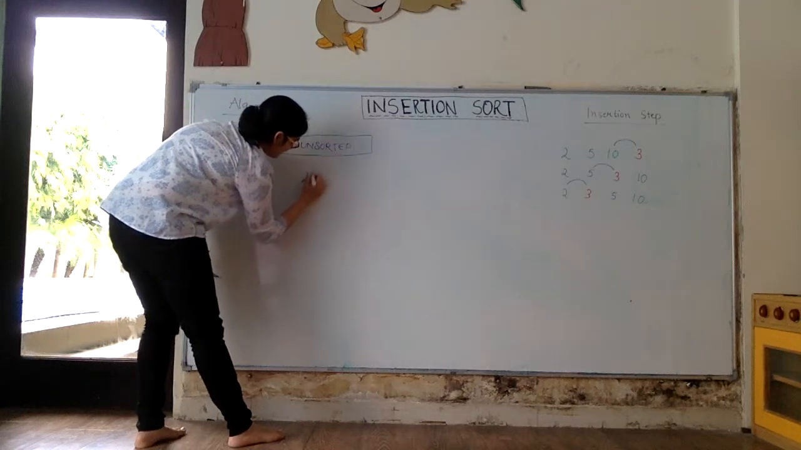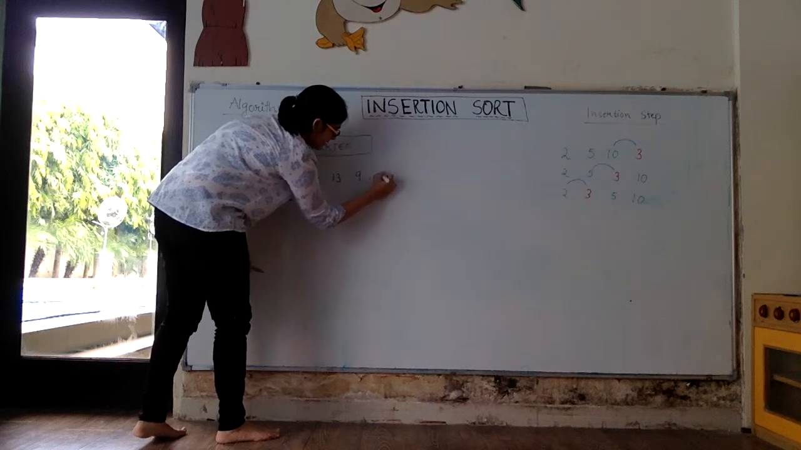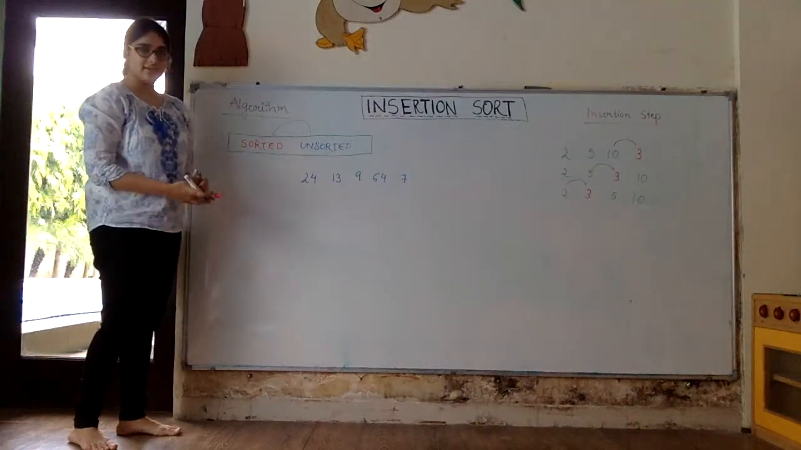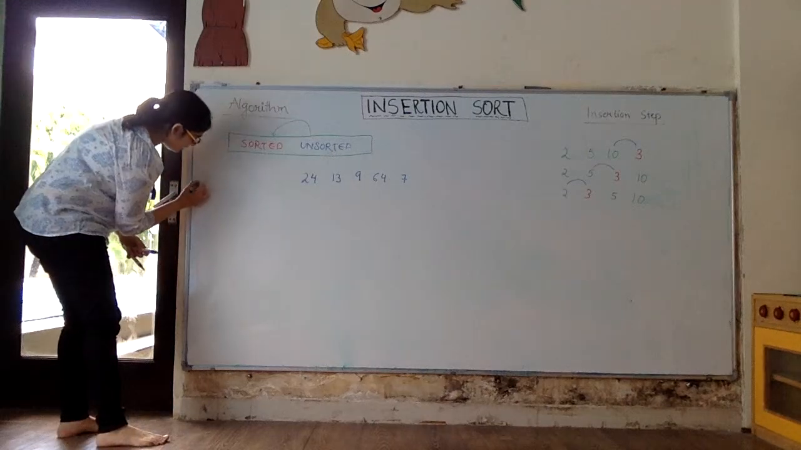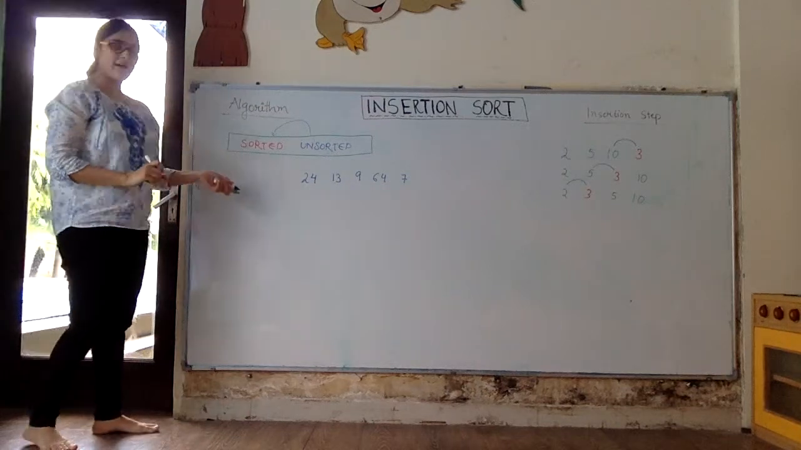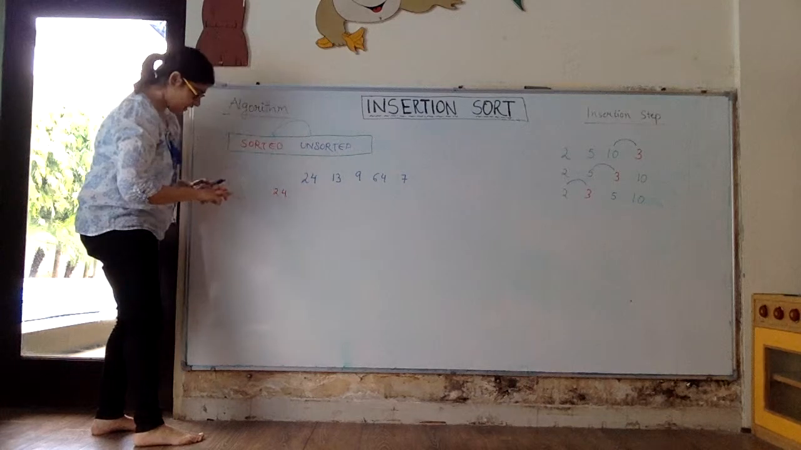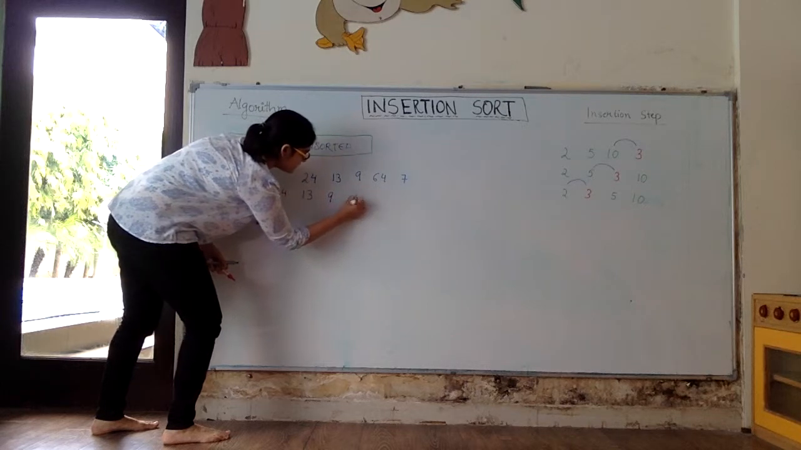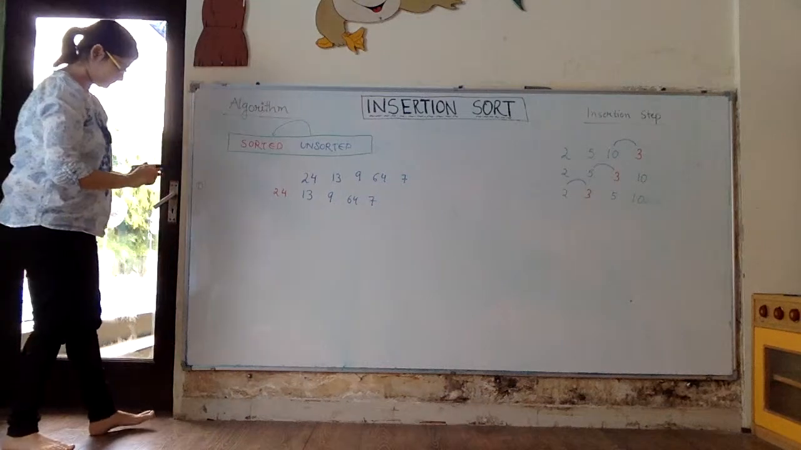Let me take a list of 5 elements, 24, 13, 9, 64 and 7. Since my list is unsorted, I am showing it in blue. Now, in the first step of the algorithm, I will insert 24 in the sorted part. You can see the sorted part contains nothing. So I simply bring 24 to the sorted part, such that my list now becomes 24, 13, 9, 64 and 7, with the sorted part being 24, or one element.